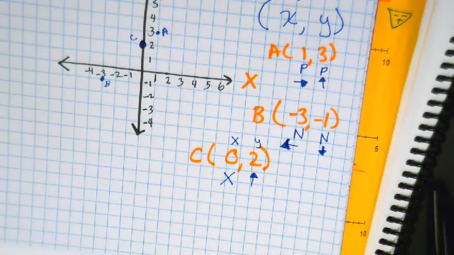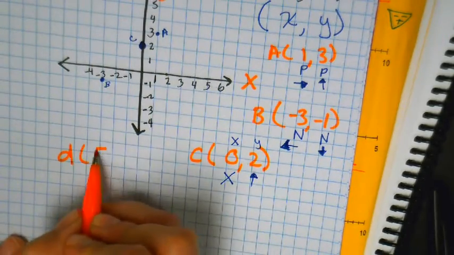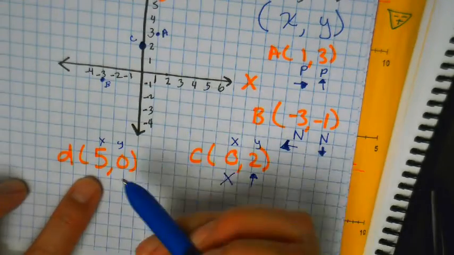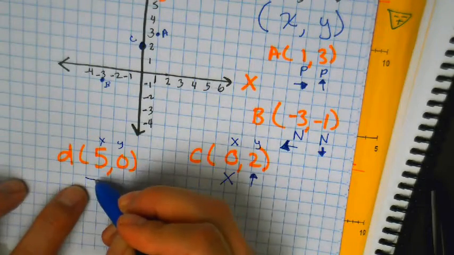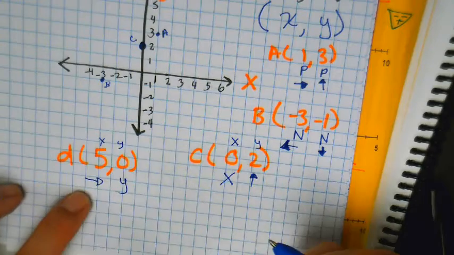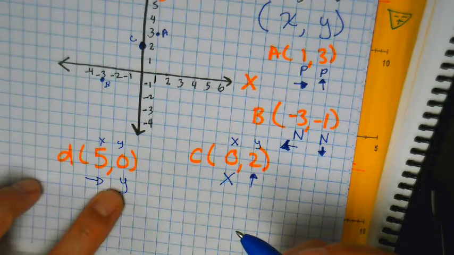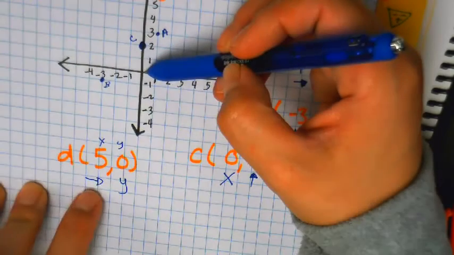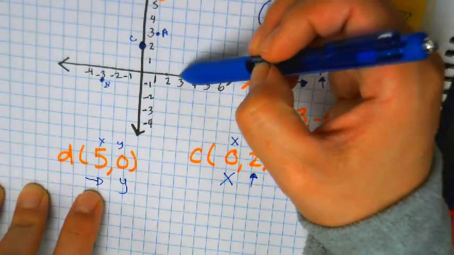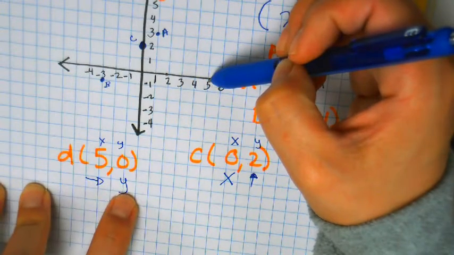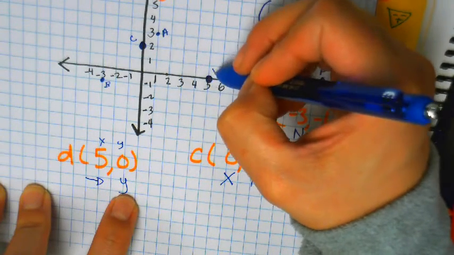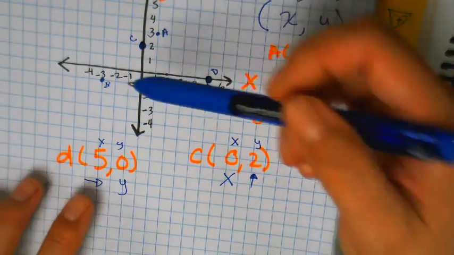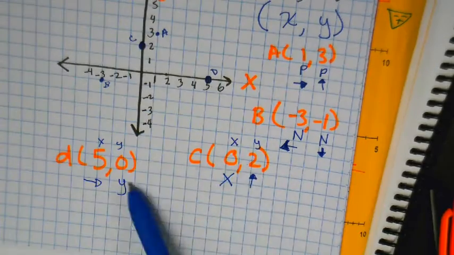The opposite would be letter D. 5, 0. So this is your X, and this is your Y. Your X is positive 5, so you're going to go to the right. Your Y is 0, so that means you don't go up or down. You just stay on the X axis because it's a 0. So I'm going to go from the origin to the right 5 times. 1, 2, 3, 4, 5. Second number is 0, so we just stay there. We write the D on the line. But unfortunately, some kids put it on this one. So these two are the ones that confuse most kids.